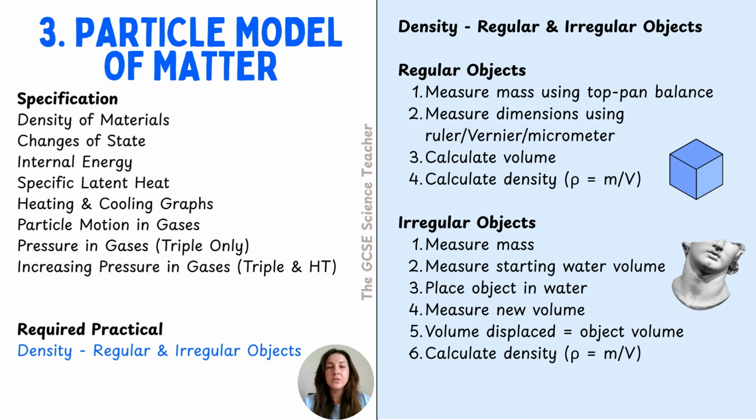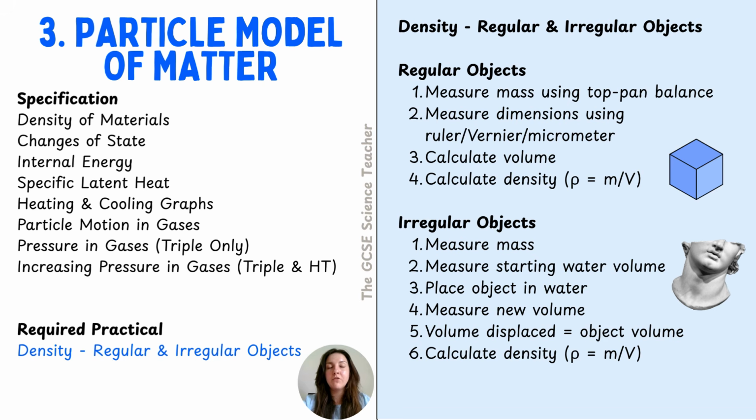Density of regular objects is first calculated by measuring the mass using a top-pan balance and recording it. You then want to measure the dimensions of your object using a ruler, or more accurately, a vernier caliper or micrometer. You then want to calculate the volume of that object and then work out density, which is density equals mass divided by volume.